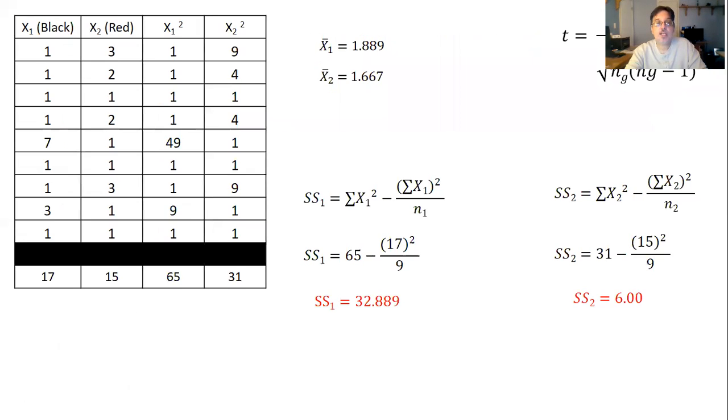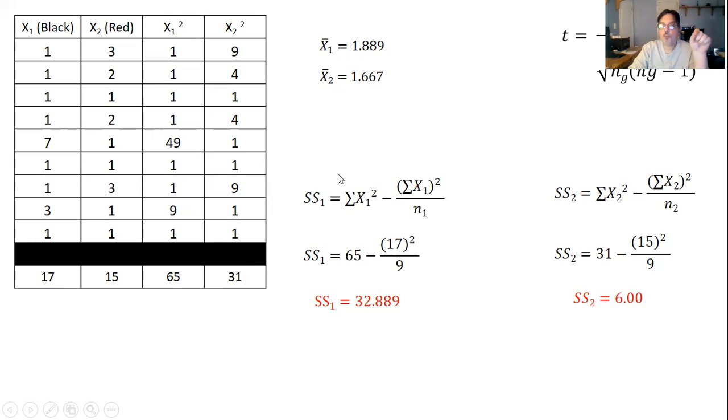All right, let's see how we did. Apparently we're going to take this in steps. Oh, and the formula is now covered up, but you know what it was, so that's okay. Mean of group 1, 1.889. Mean of group 2, 1.667. I guess I should also mention the column totals. Sum of x1 is 17. Sum of x2 is 15. Sum of x1 squared is 65. And sum of x2 squared is 31. To get the mean, sum total divided by number within the group gives us these means.